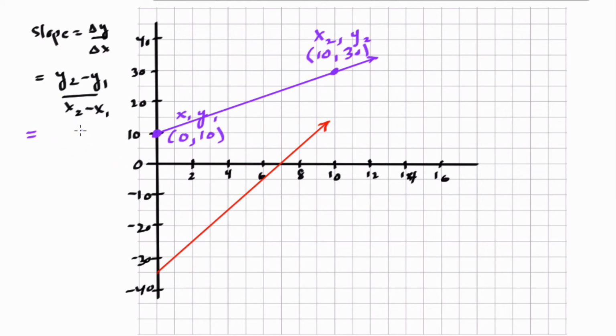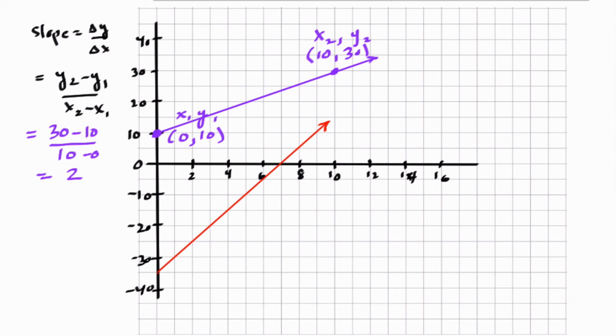So y2 minus y1 would be 30 minus 10. x2 minus x1 would be 10 minus 0. 30 minus 10 is 20. 10 minus 0 is 10. So this would be 2. So the slope of that purple line is 2.